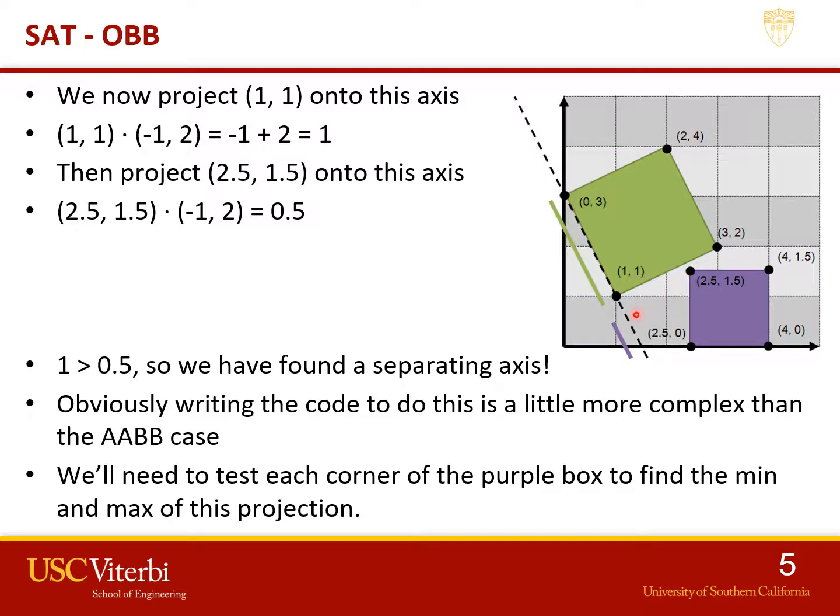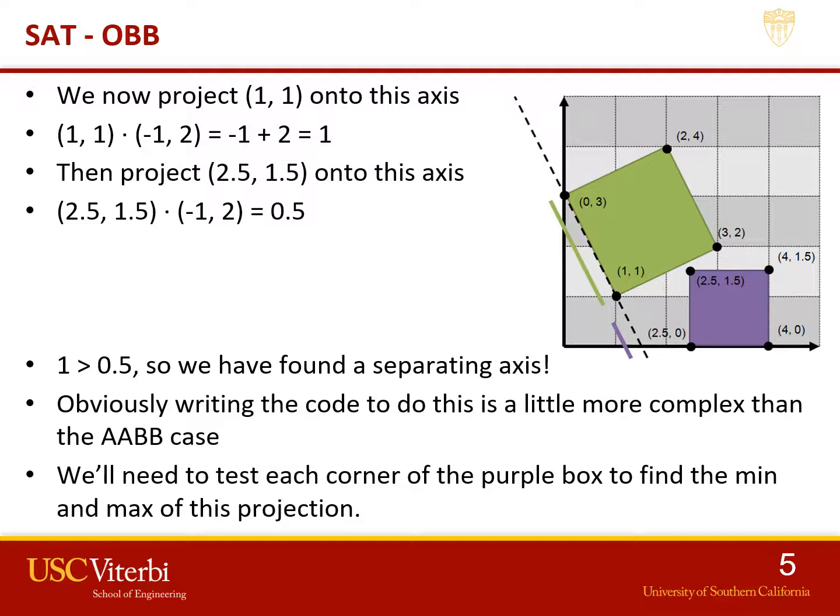The next interesting point here is we'll project the purple shape onto this axis as well. Now, the 2.5, 1.5, I'll project that one onto the axis with the dot product, and I get 0.5. So what do I see here? Presumably I would do all 4 points of the purple shape. I would find the minimum, and I would find the maximum. I should find that the maximum is this 0.5 we just calculated.